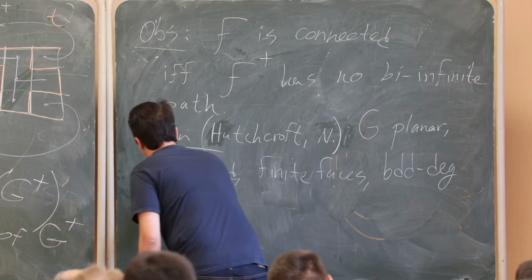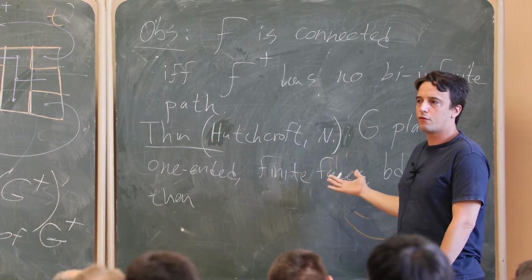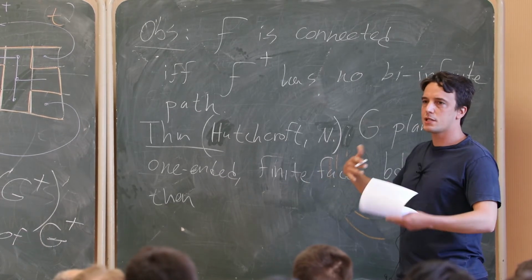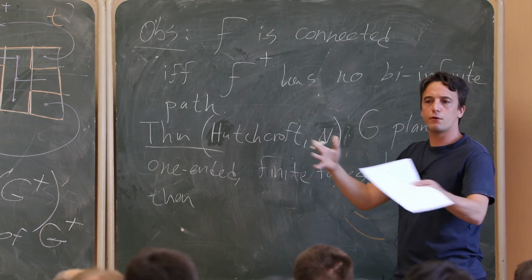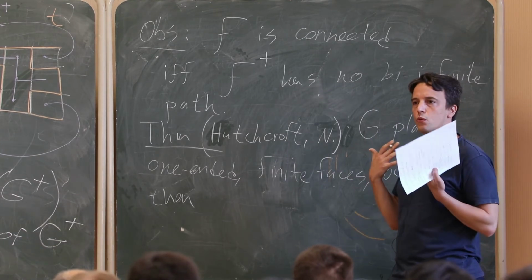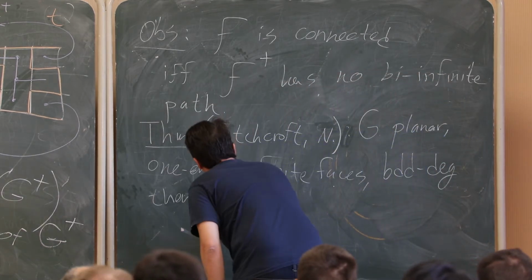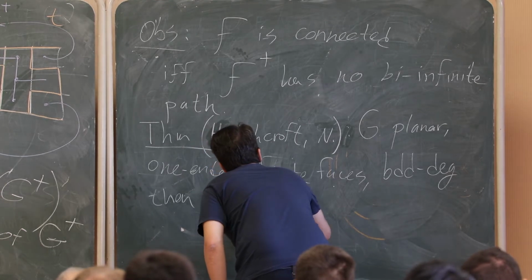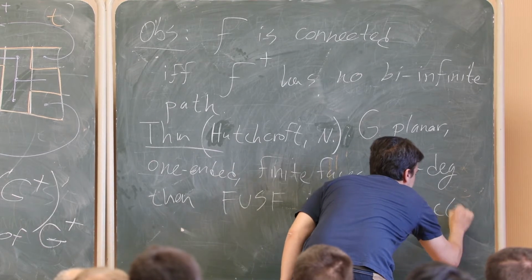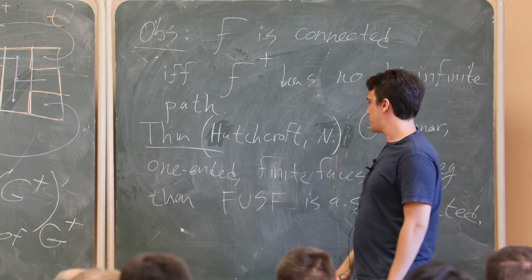Notice that, for example, this includes both the recurrent and the transient case. So the result of this theorem has nothing to do with the dimension of the graph or isoperimetry. It is in some sense a topological theorem. It just has to do with the planarity of the graph. Then the free uniform spanning forest is almost surely connected. So this is the theorem.